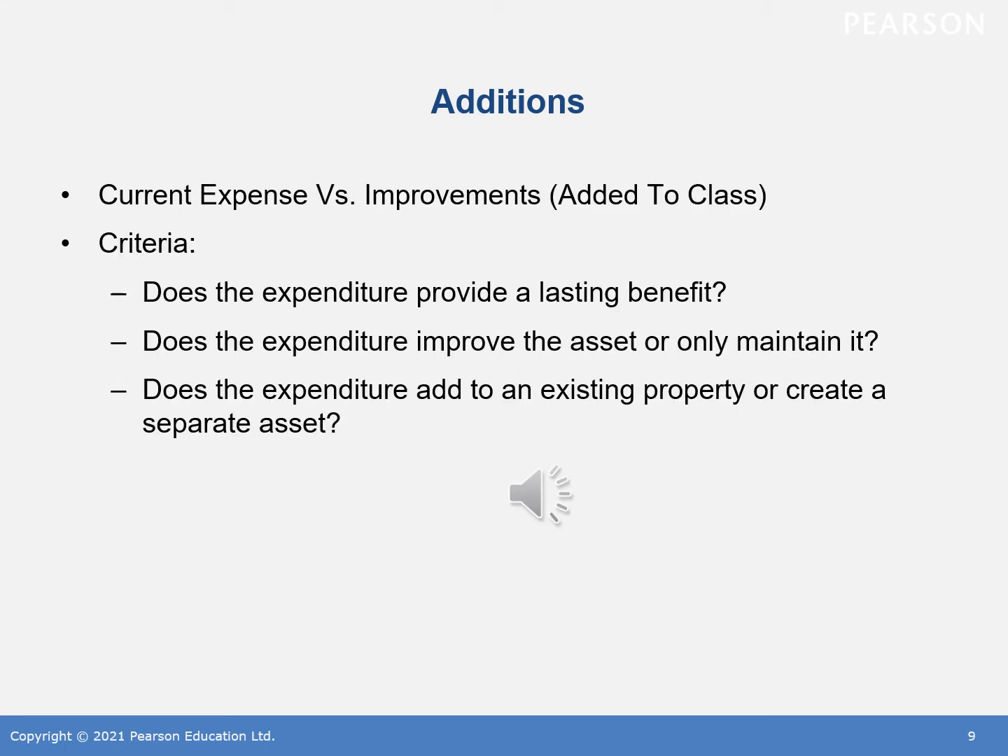Some of the other questions you need to ask yourself is, for the item that you're considering to capitalize or not, is it considered a current expense versus an improvement where it's added to the class? So does it provide a long-lasting benefit? Will it improve the asset, or does it just maintain it, such as painting the exterior of a building versus maybe putting up a new brick wall versus the old siding that might be in place? And last thing is, does it add to an existing property, or does it create a separate asset? And there's a little more detail on page 204 if you require, and it gives you some examples to consider.